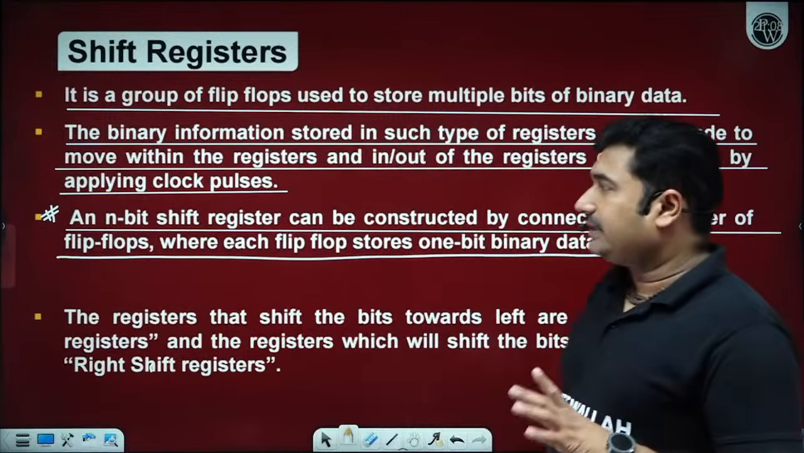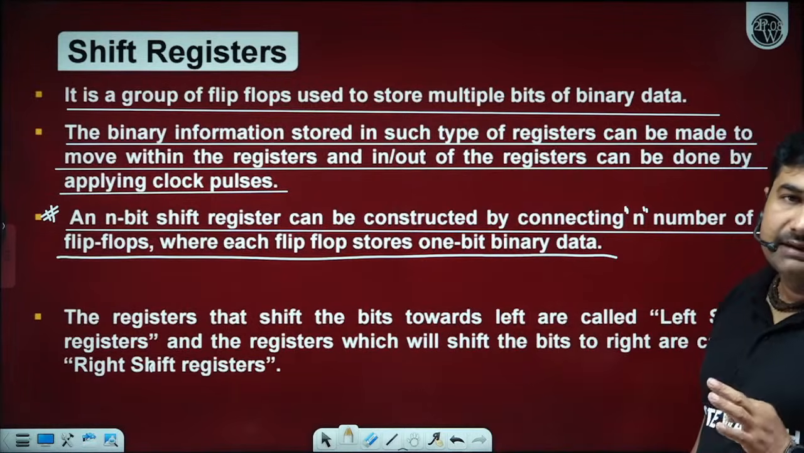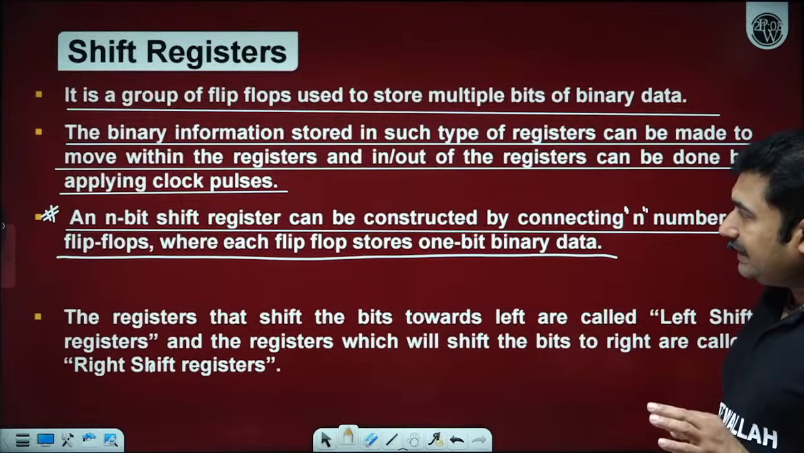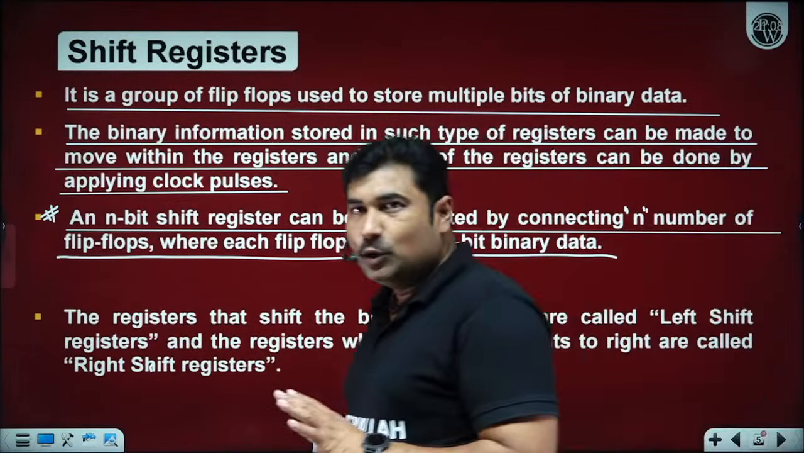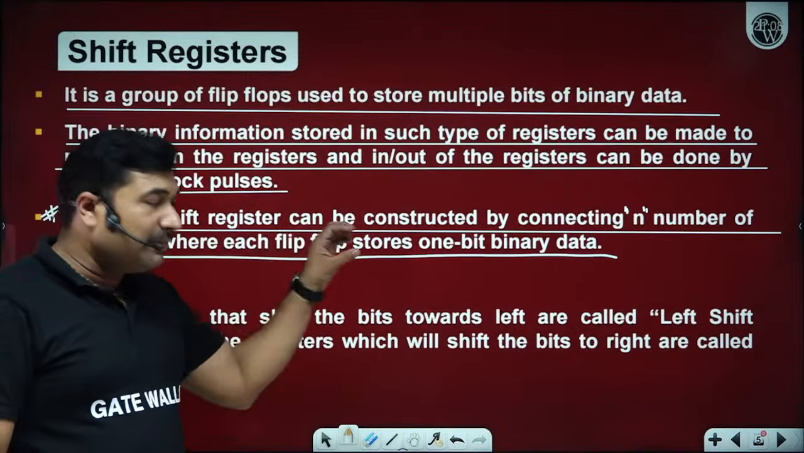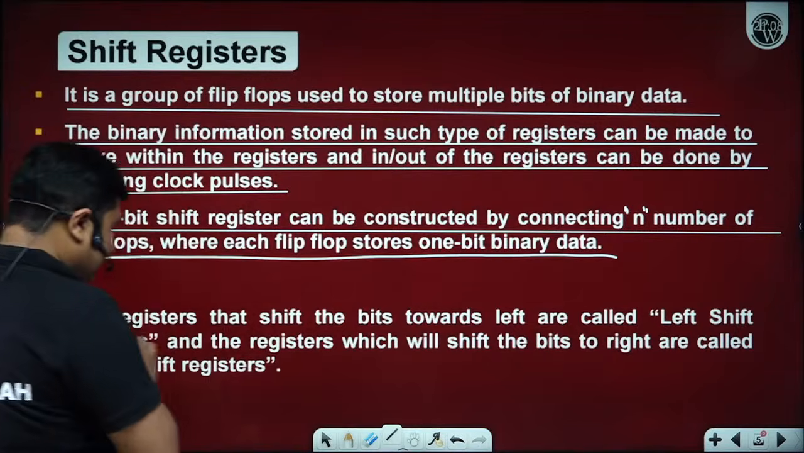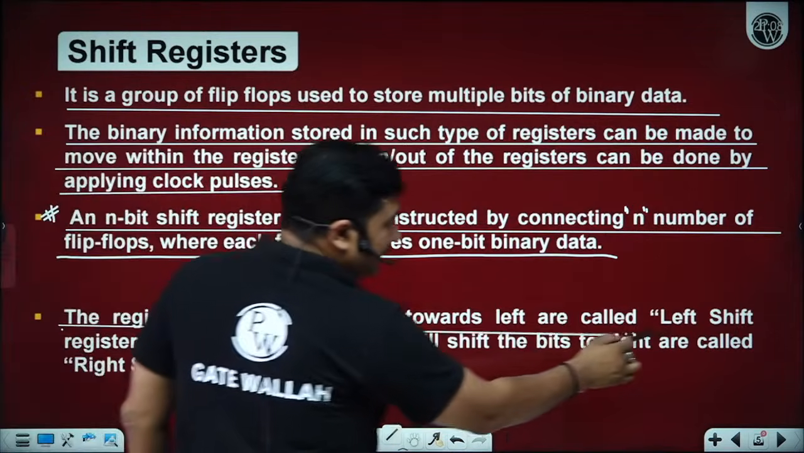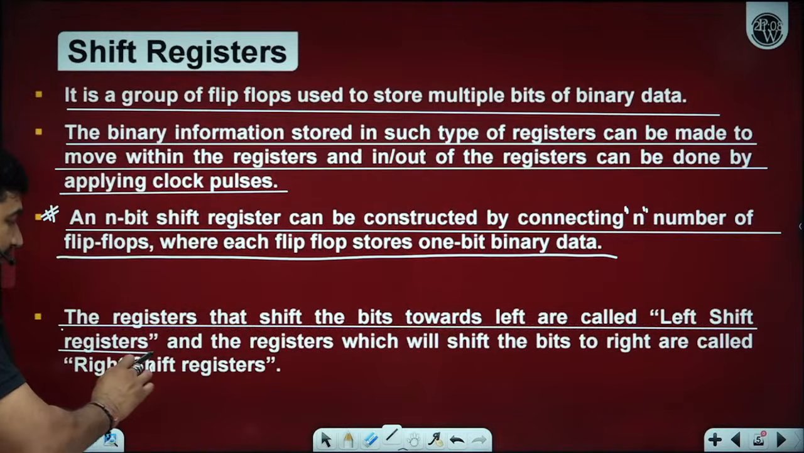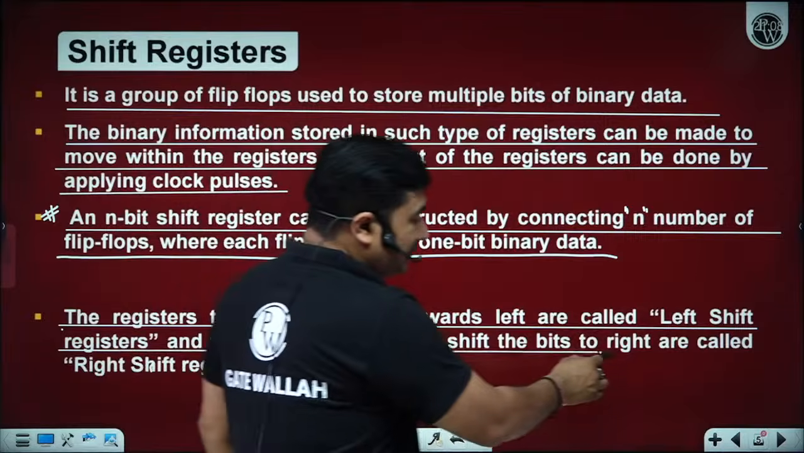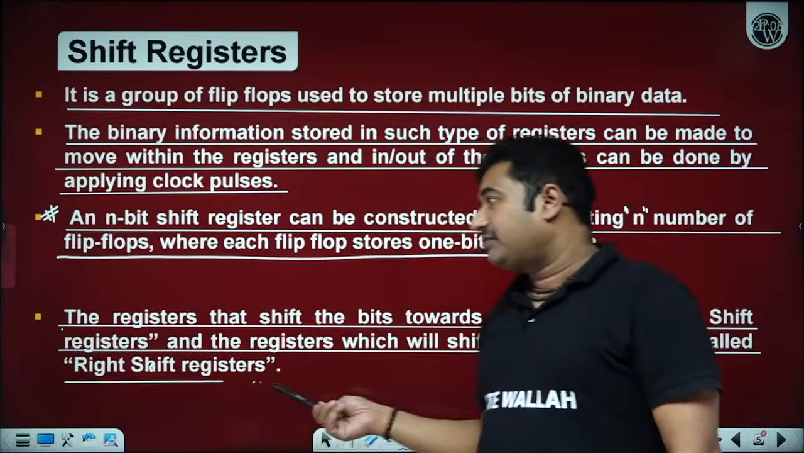An n-bit shift register can be constructed by connecting n number of flip-flops, where each flip-flop stores 1 bit of data. Is it okay? Hoping now you are able to remember this line forever. Now the register that shifts the bit towards left is called a left shift register, and the register which shifts bits towards right is called a right shift register.